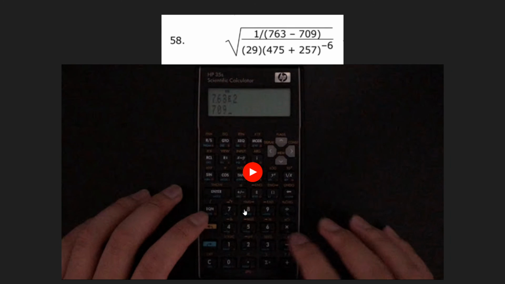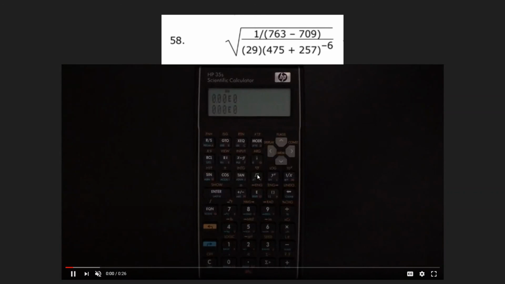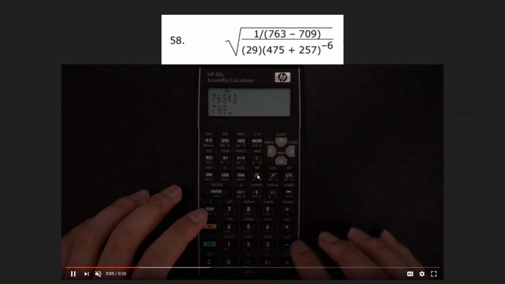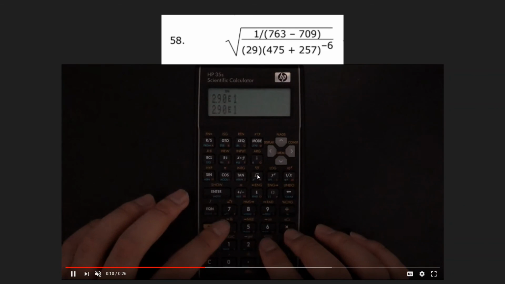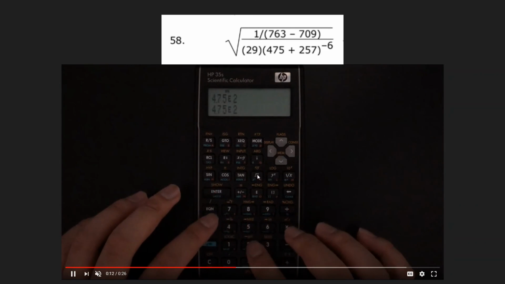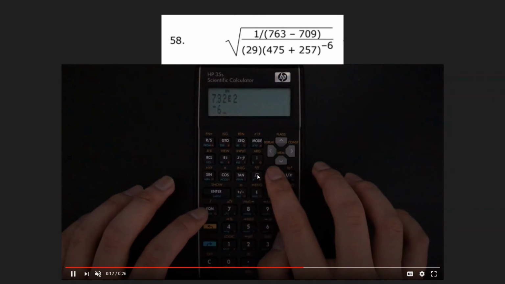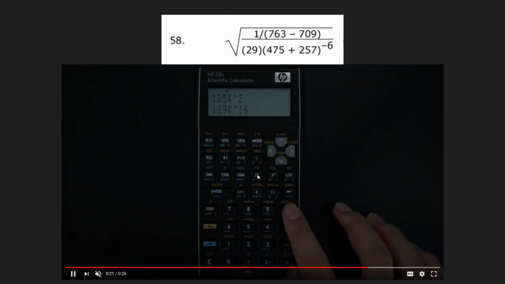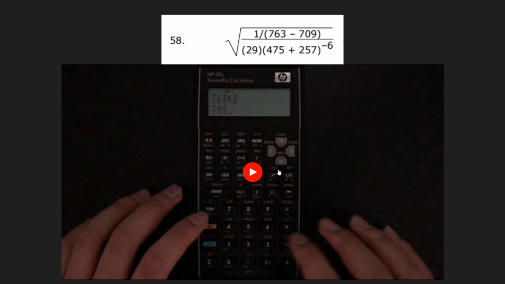Now we're on question 58. I'm going to start off with 763, enter, 709, subtract, 1 over x, 29, enter, 475, plus 257, 6, negative y to the x. Multiply, 29, divide, then I square root. Remember, only enter in the result in the bottom line.